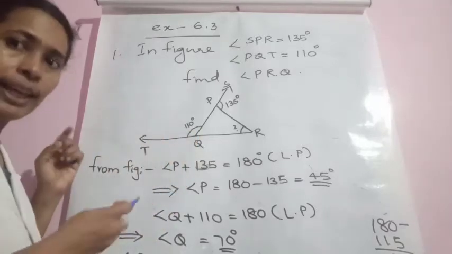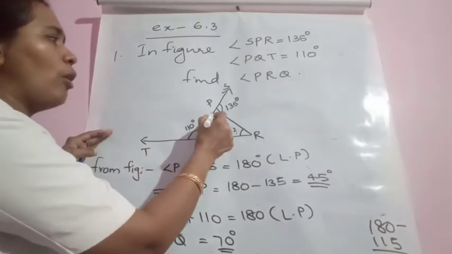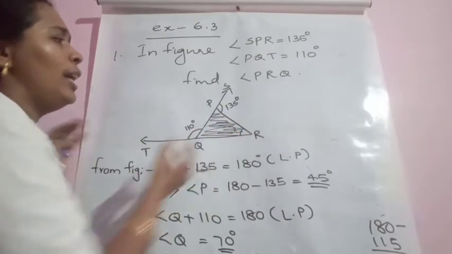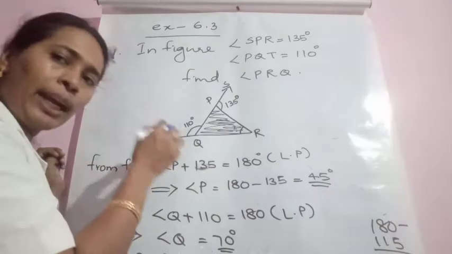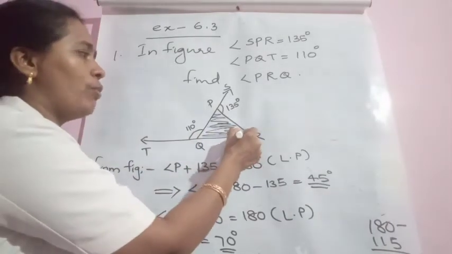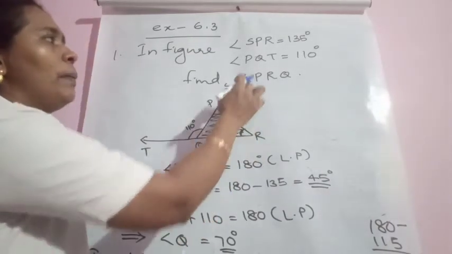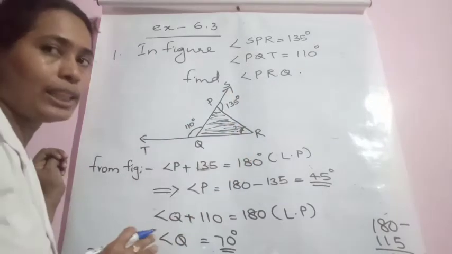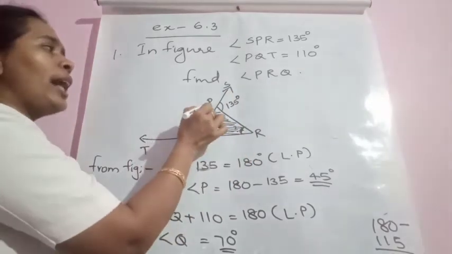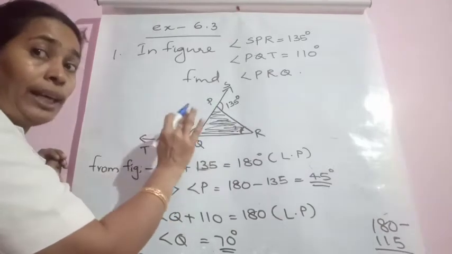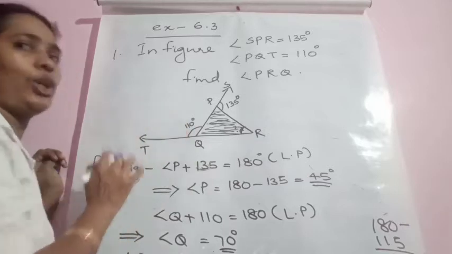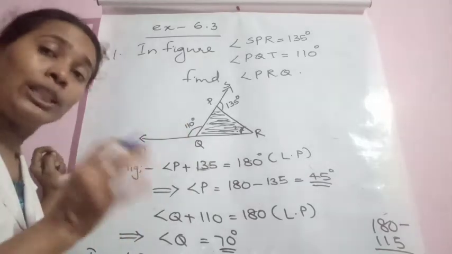In this figure, we can see that there is a small triangle PQR. Inside PQR, our question is to find this angle R, PRQ. PRQ means this interior angle R is required. And here angle P is not given, but exterior angle P is given. Similarly, exterior angle Q is given, but angle Q is not given.